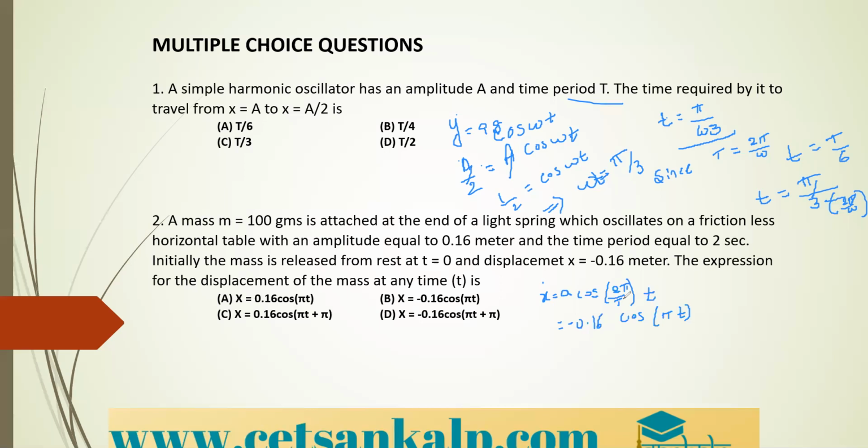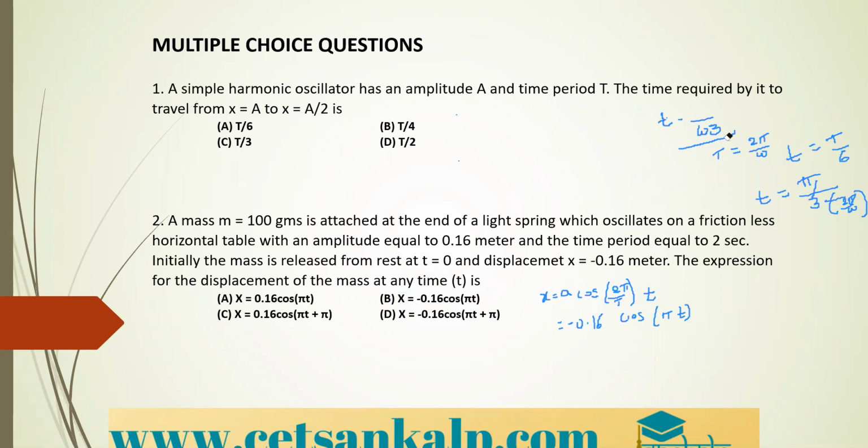Therefore, here the amplitude is minus 0.16 cos pi t, and you can see which option that is. That is option B. So option B is the correct one. At any instant t, the displacement is given by x is equal to minus 0.16 cos pi into t. Correct? So this is how we will solve this one. Right? So let us go for the next question for this chapter.